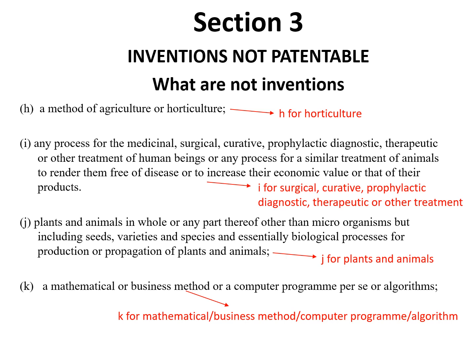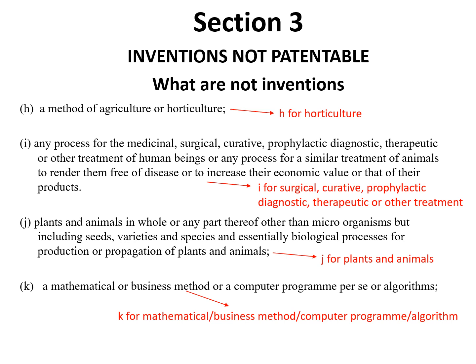So it says that plants and animals cannot be patentable, microorganisms can be patentable, then seeds, varieties and species are protectable under the Protection of Plant Varieties Act. So there's another legal tool for protecting it, and in patents you cannot protect the seeds and varieties and such kinds of biological processes for the production of plants and animals. So this is included in section 3J.